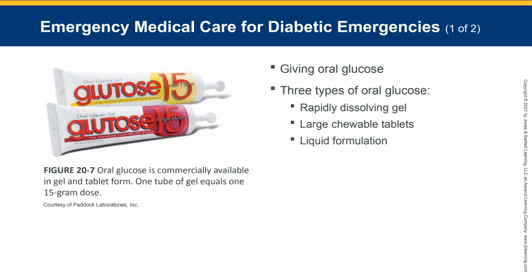Now let's look specifically at emergency medical care for diabetic emergency, giving oral glucose. So there are 3 types of oral glucose. You have rapidly dissolving gel, you have chewable tablets, and you have the liquid formulation. And what we have out here is a glucose powder. So we have glucose powder out here in Jamaica.